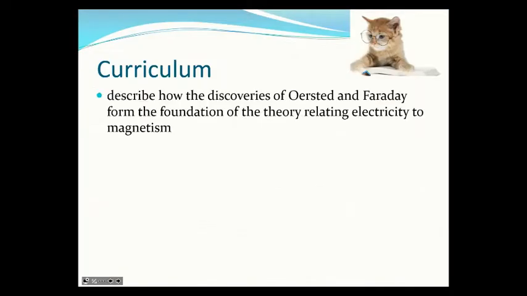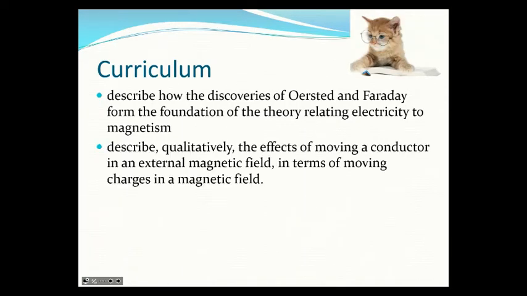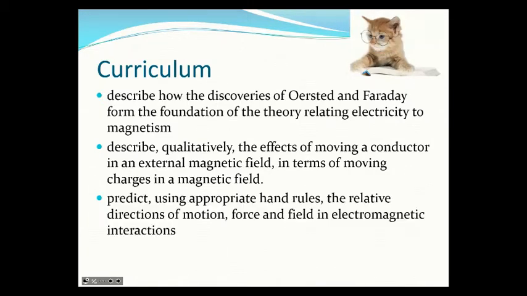So we're going to describe how the discoveries of Oersted and Faraday form the foundation of the theory relating to electricity and magnetism. We're going to describe qualitatively, so without numbers. There's no numbers in this one. The effects of a moving conductor in an external magnetic field, and predict using appropriate hand rules the relative directions of motion, force, and field. So we're going to learn a new kind of hand rule.